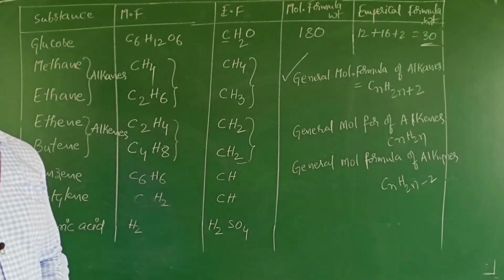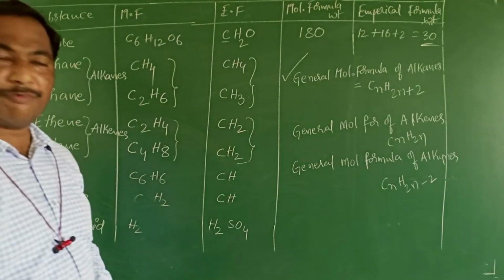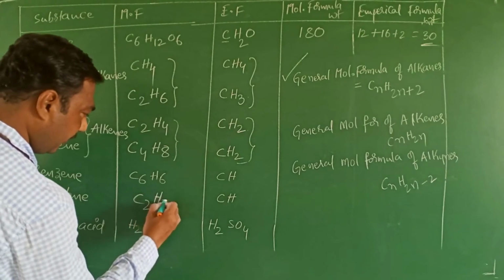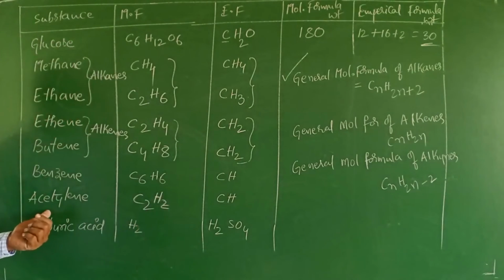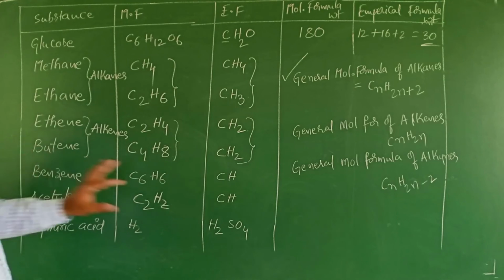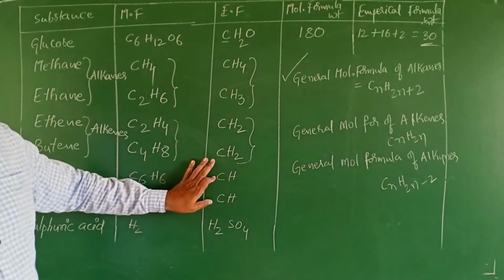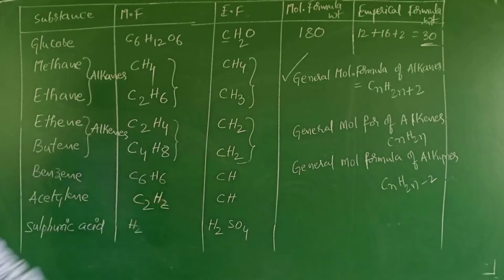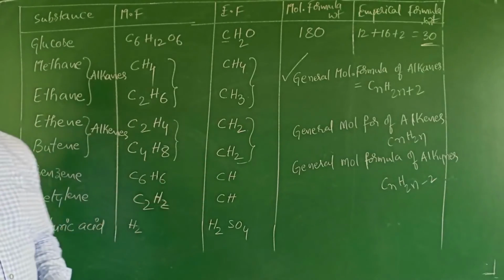Sometimes different compounds will have same empirical formula. Now, if you take acetylene and benzene, acetylene is an alkyne, but benzene is not an alkyne, right? Now, if you take benzene and acetylene, these two are different compounds, but these two compounds are having the same empirical formula. Okay, students? Right. Now, come to the next statement.